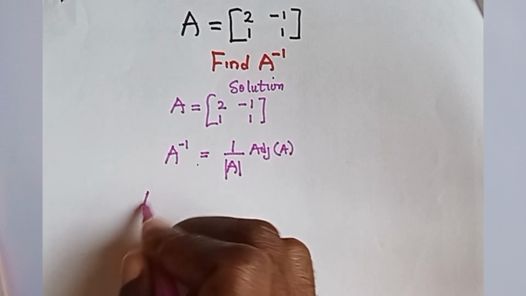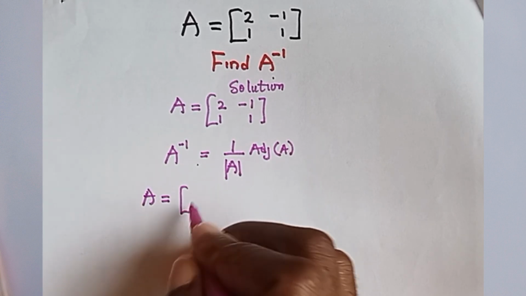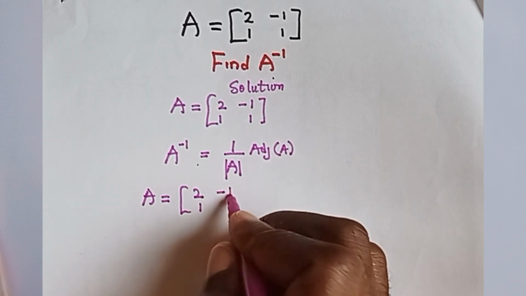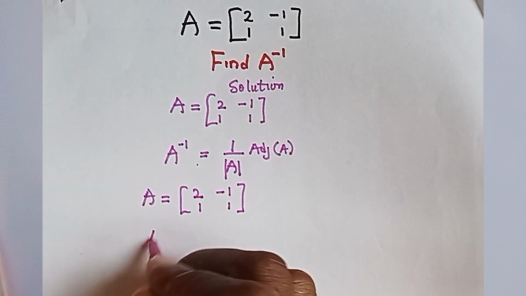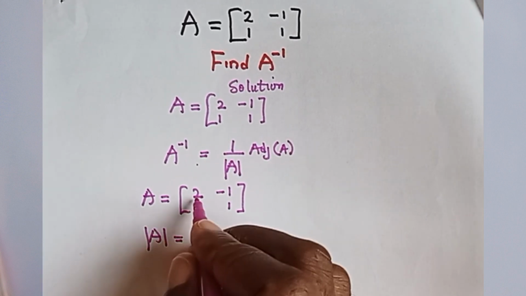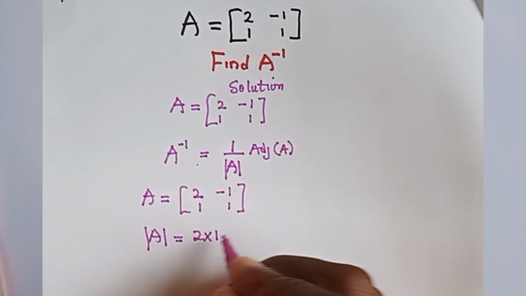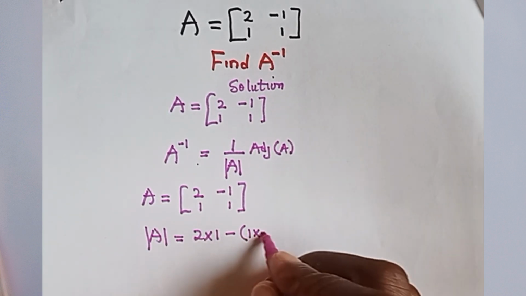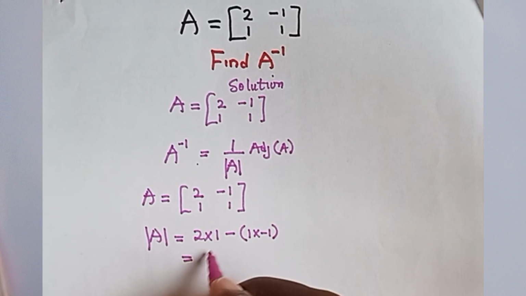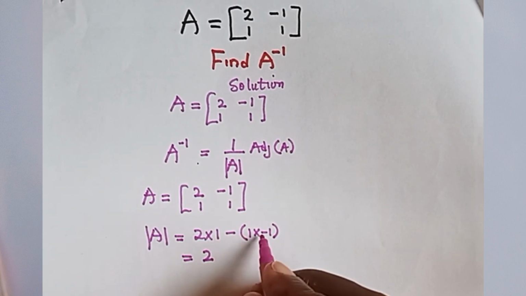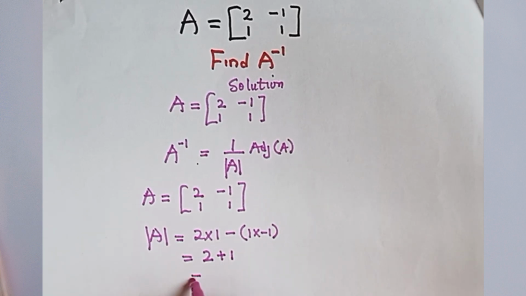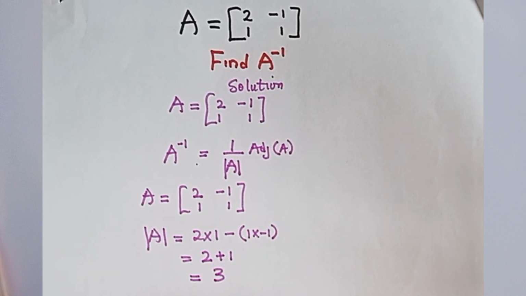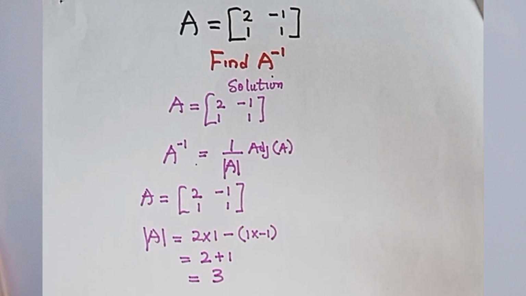So we have A to be, don't forget, 2, 1, minus 1, 1. The determinant of A will give us 2 times 1 minus 1 times minus 1. That gives us 2, minus times minus will give us plus, that's 1 times 1 will give us 1. So the determinant of A is 3. So it means this matrix is invertible.